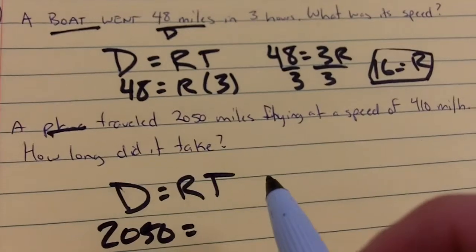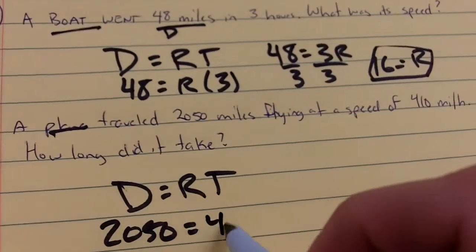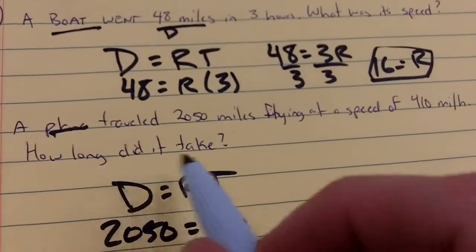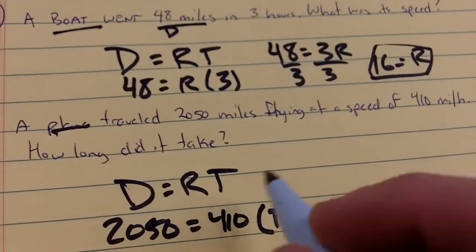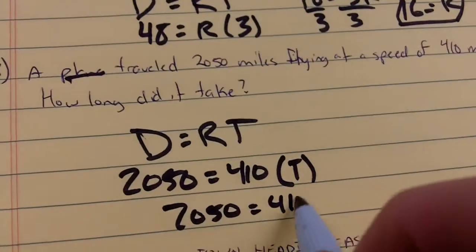Flying at a speed of 410 miles per hour. 410, is that a rate or time? 410 miles per hour, rate or time? Got to be a rate. It's talking about what, the speed, how fast is it going? That's a rate. How long did it take? How long? Time. T. Don't know that. I'll figure that out. So my equation, 2,050 equals 410 t.